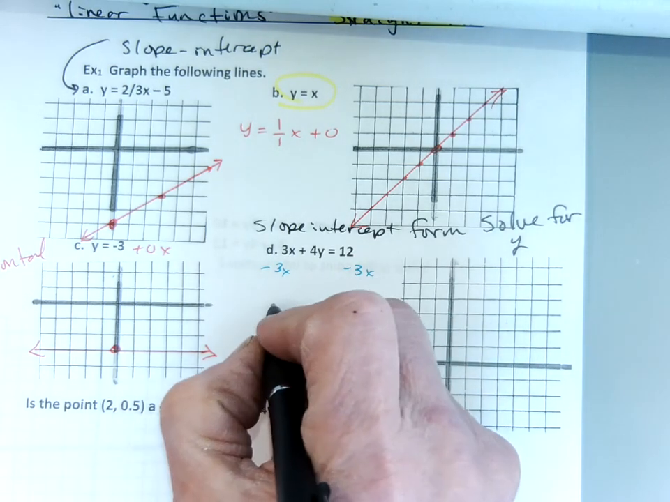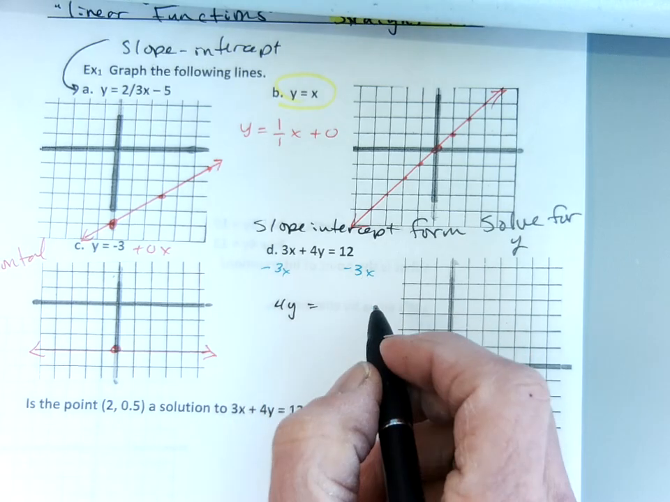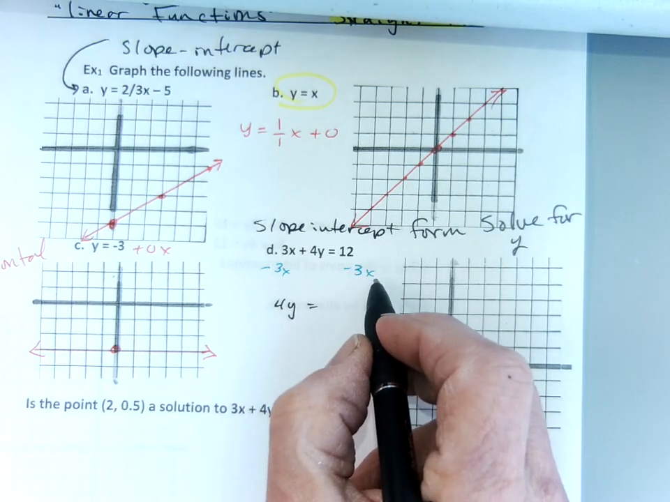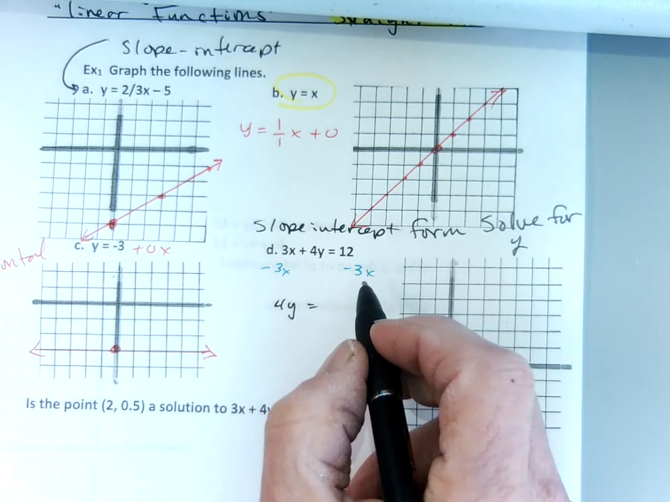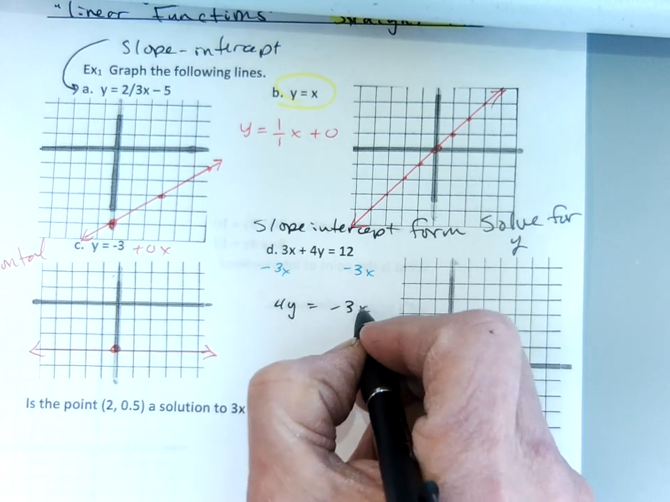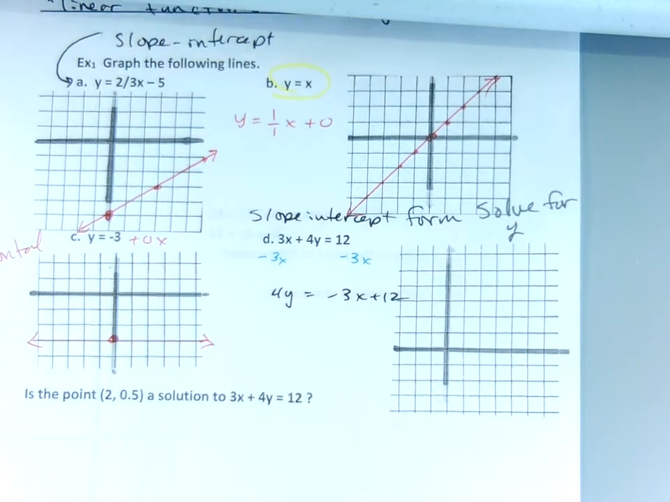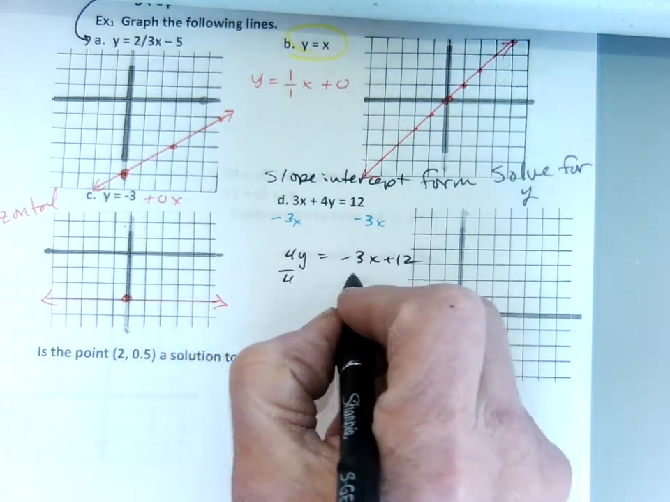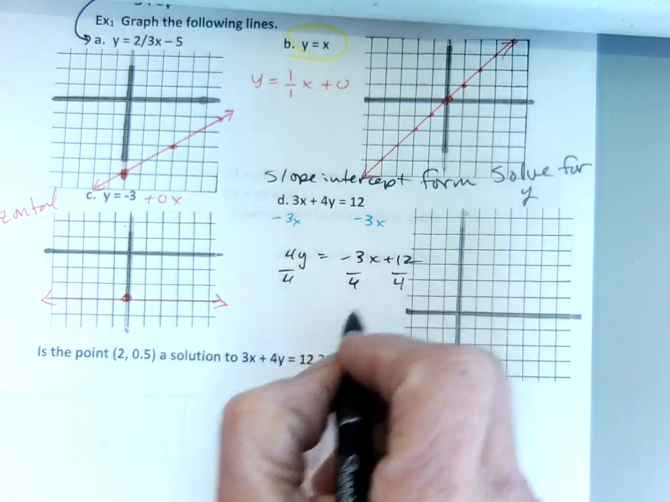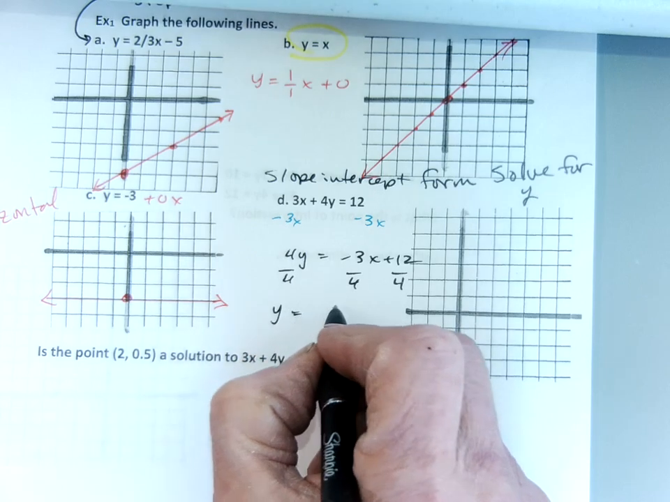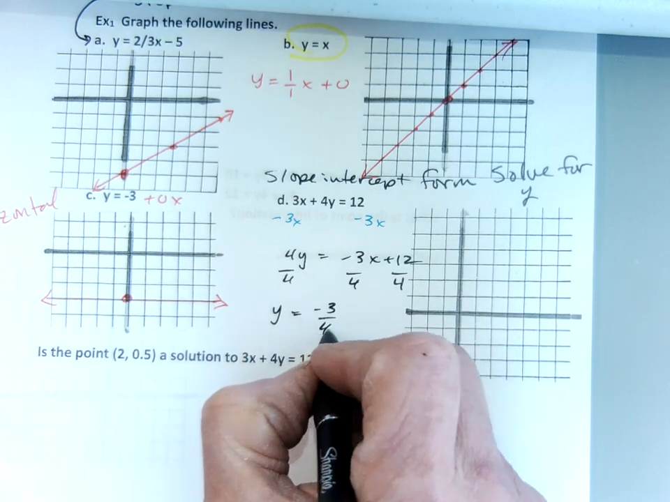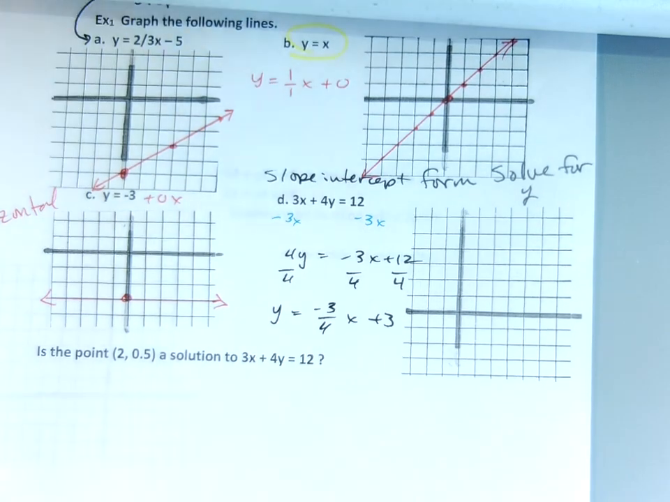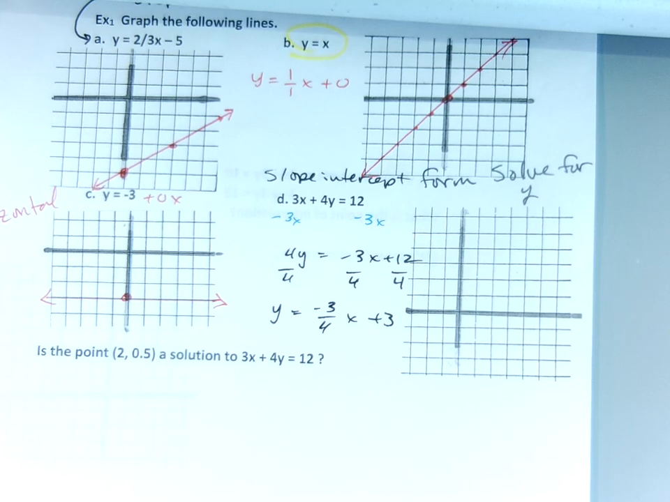I'll have a 4y equals, well, you can't really add those. That's an x variable, and that's a 12, which is a whole number. So it really is just negative 3x plus 12. Okay? And then I'm going to divide everything by 4, and I'll have an answer of y equals negative 3/4 x plus 3. Now I can graph it. Now it's in slope-intercept form, and graphing it would be pretty easy.